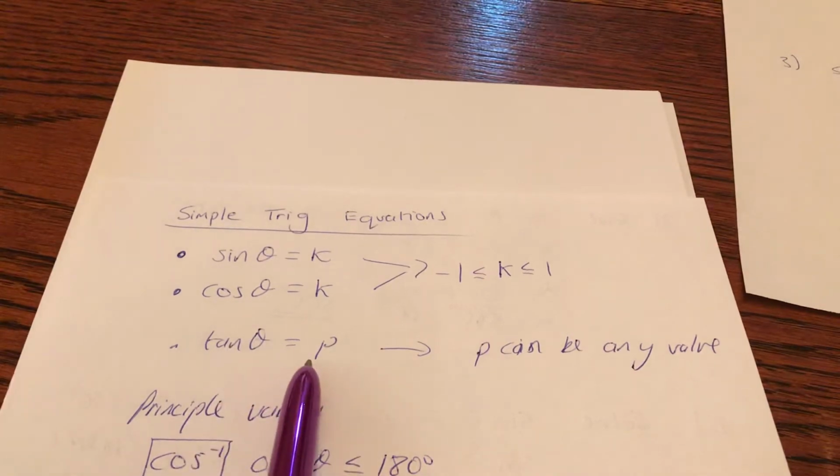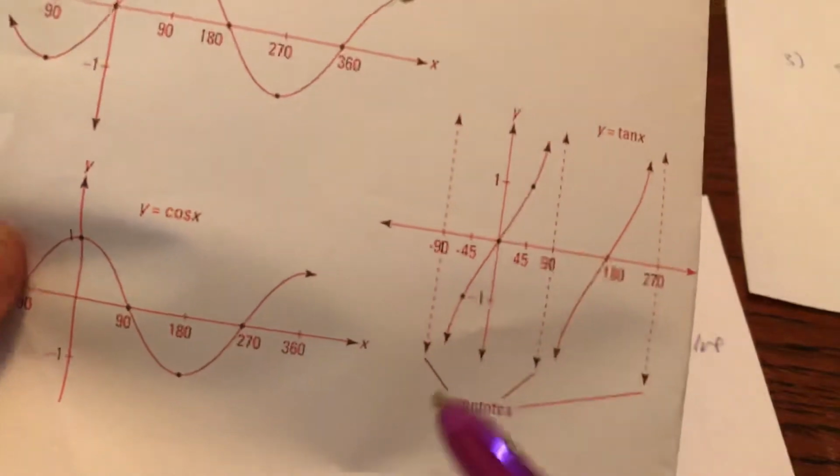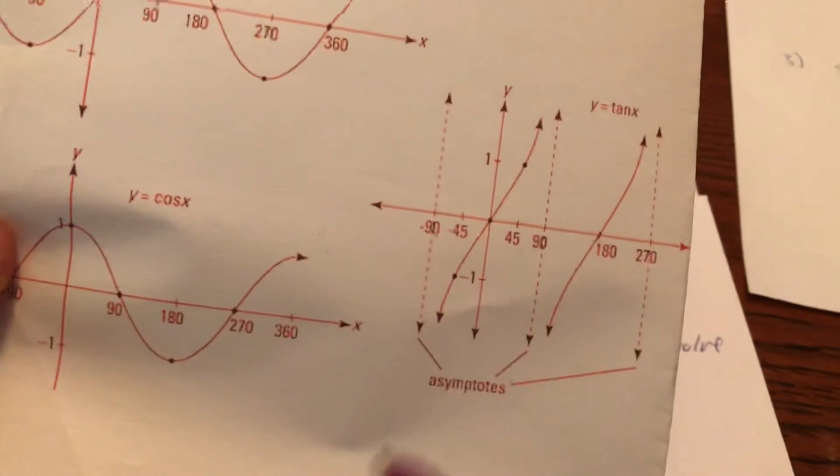Tan theta equals p. P can be any value. This graph, the output could rise up towards infinity and down towards negative infinity.